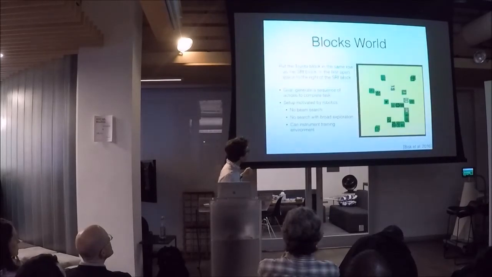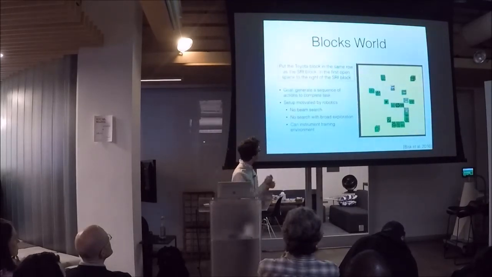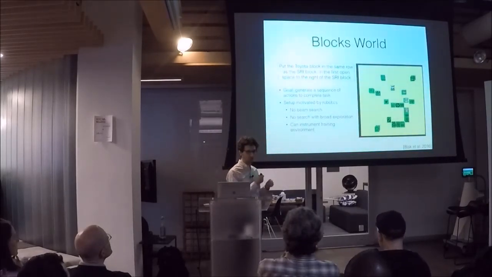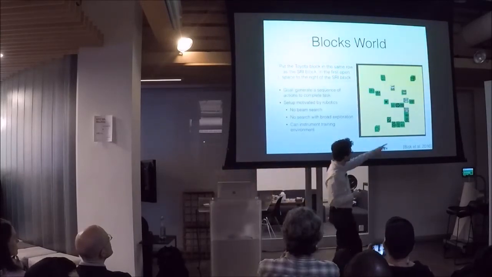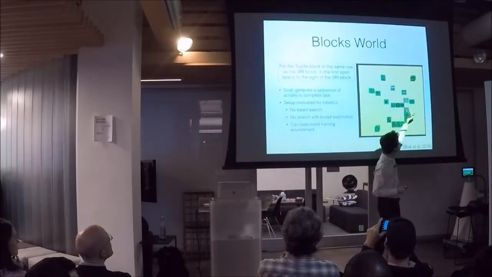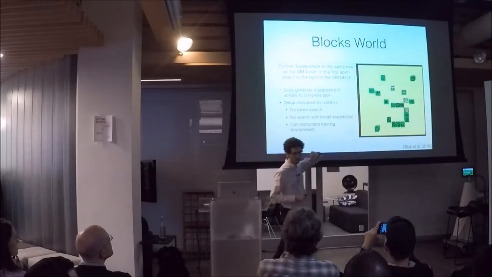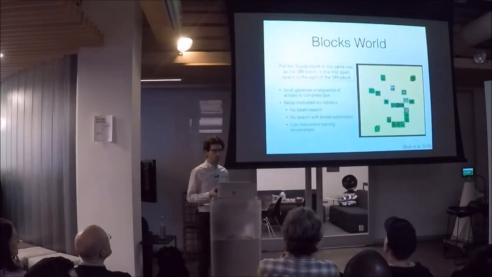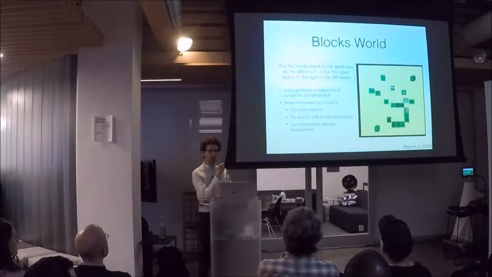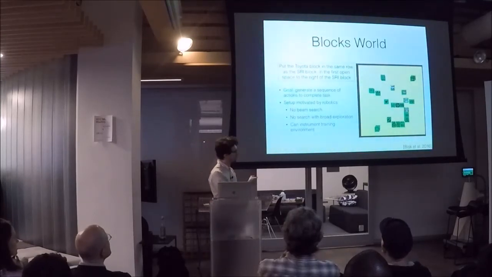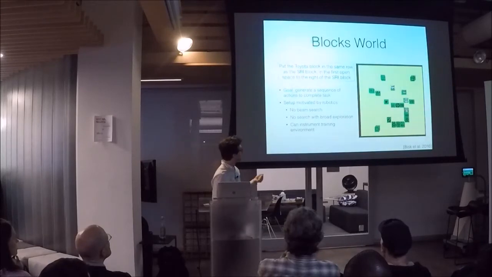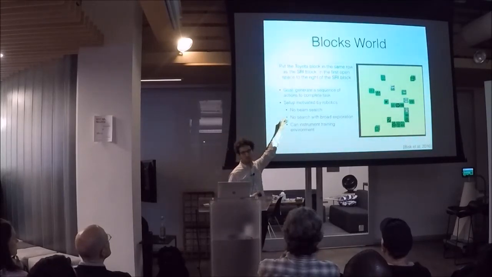Okay, so our goal here is to generate the sequence of actions that are required to complete a task. We want to take the Toyota block and move it all the way to its goal, so we have to do all the actions. The setup that we are going to use is motivated by robotics, so we are going to make certain things difficult and not use certain kinds of solutions. One thing we are not going to allow is any form of beam search.